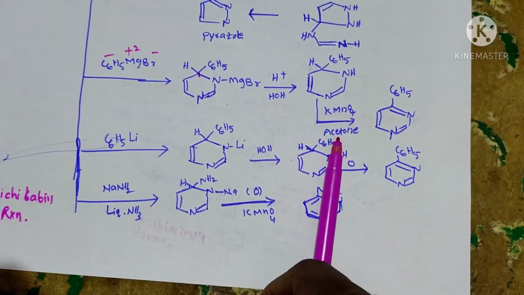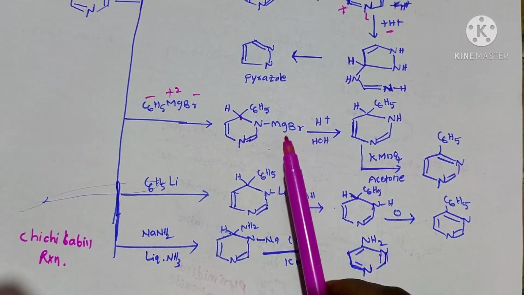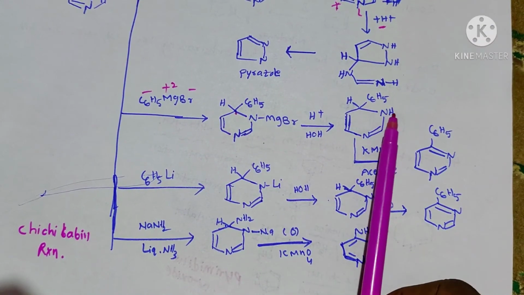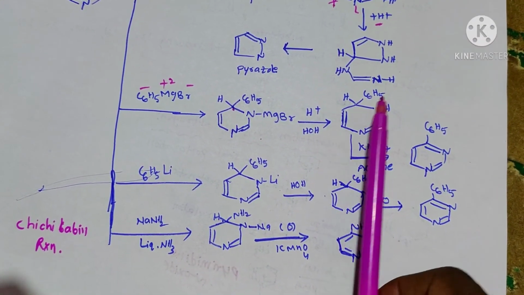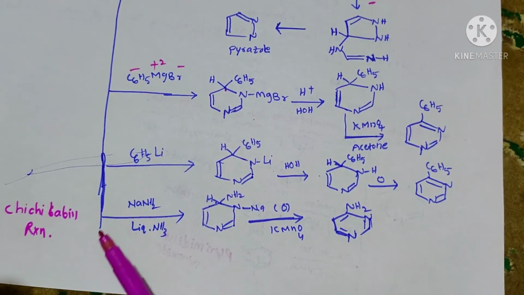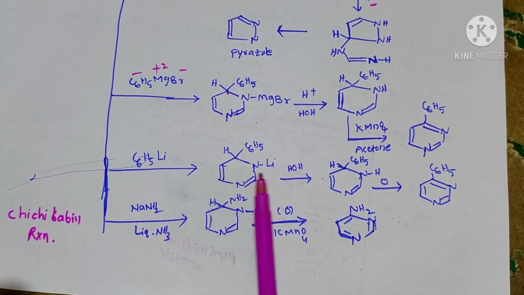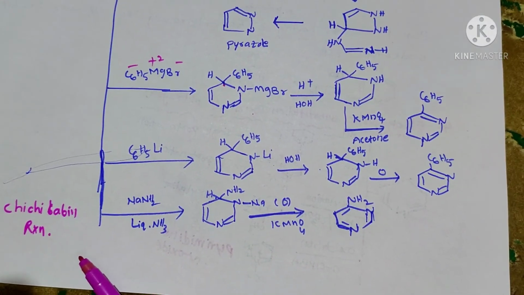This is oxidation with KMnO4 in the presence of acetone. Whenever we hydrolyze this one, in the place of the MgBr, NH comes, a hydrogen comes. So with KMnO4 oxidizing, this H will be removed in the form of water. Next, the reaction with phenyl lithium. It is similar to this reaction. Next one is the Chichibabin reaction.